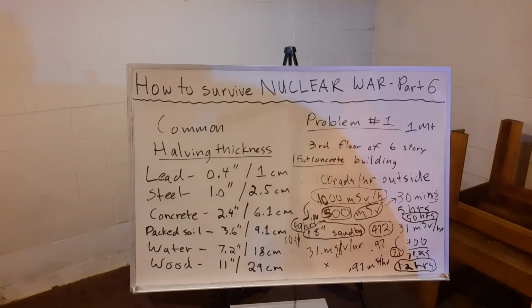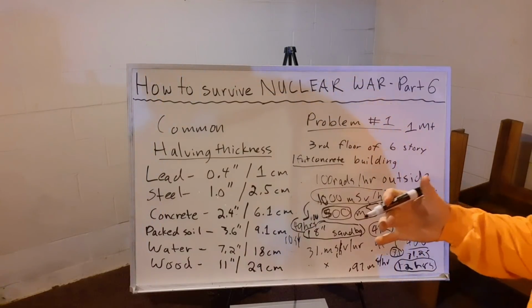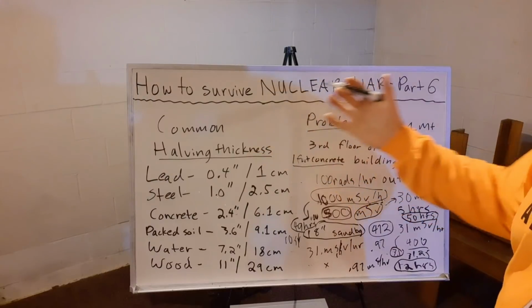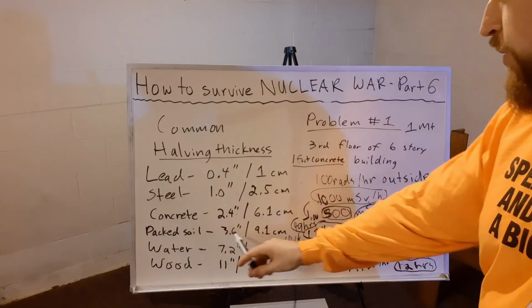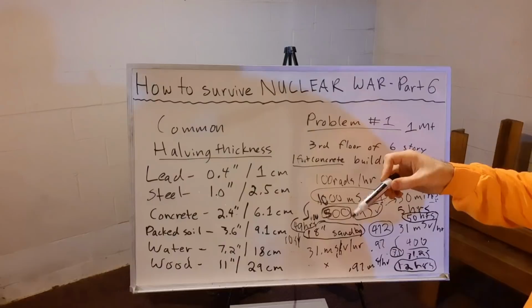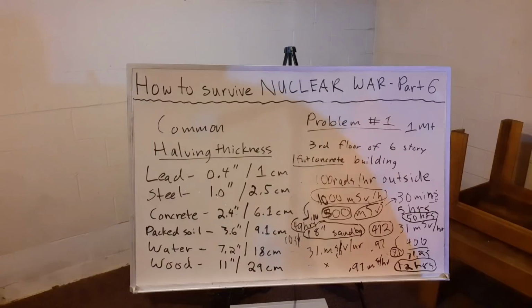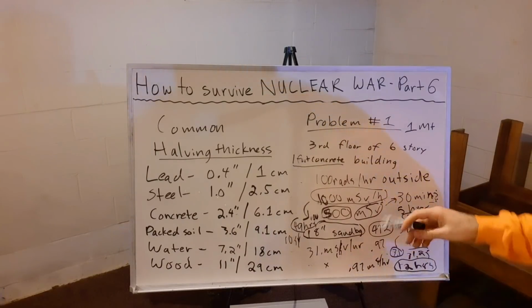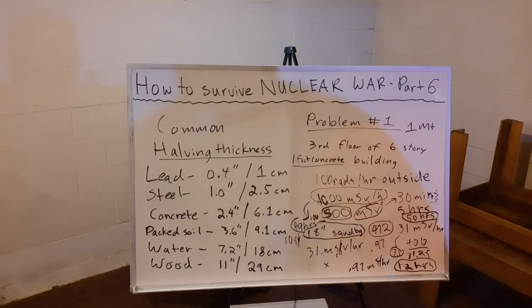So that's why basements are many times better than above ground structures for radiation protection, because you can take advantage of the dirt all around you by being underground. All that dirt, you know, remember, 3.6 inches of packed soil is 1 halving thickness. So if you're underground, you have many feet of dirt all around you, okay? So part 7, we'll talk more about shelters and get really deep into those shelters. But that's pretty much it for now, guys.